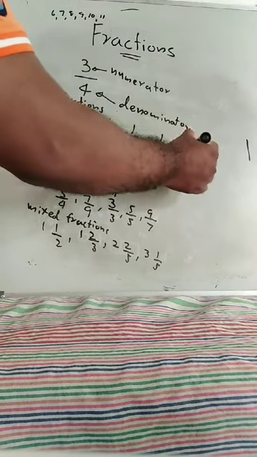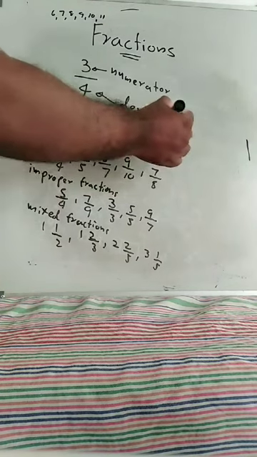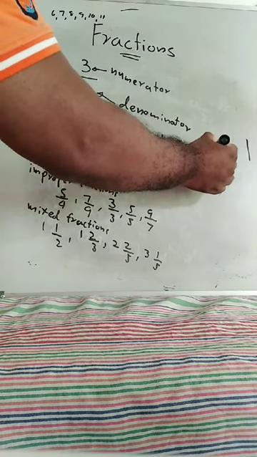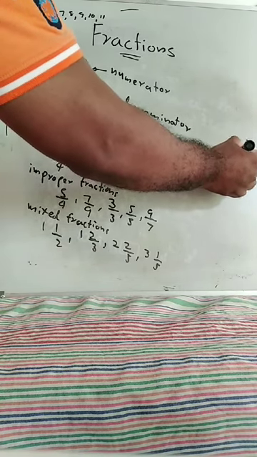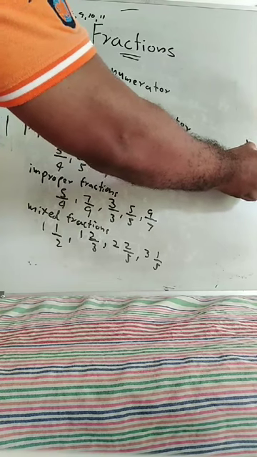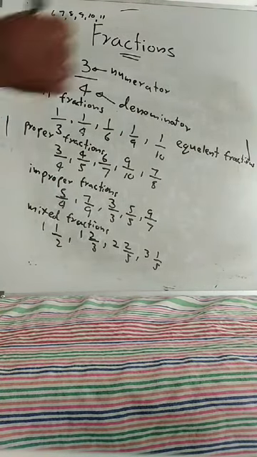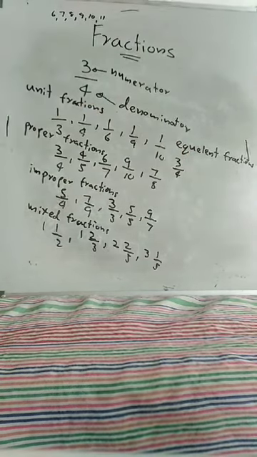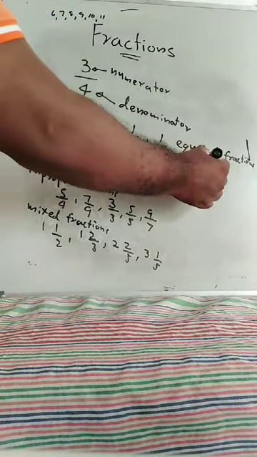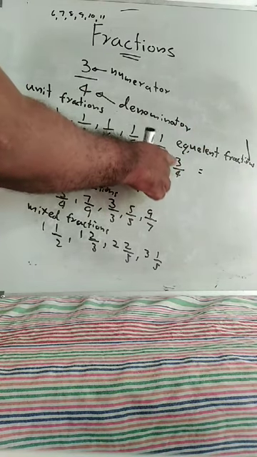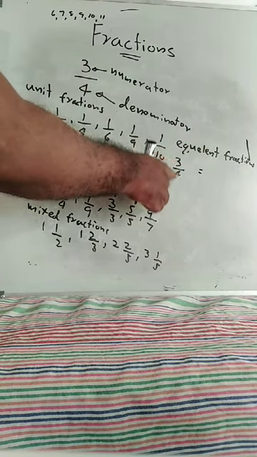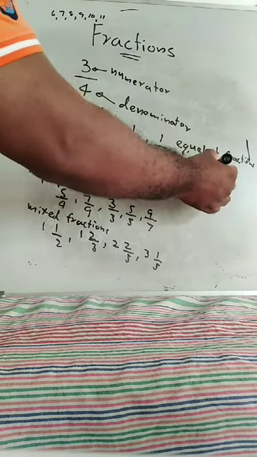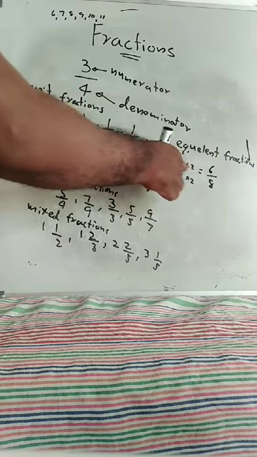Then here, equivalent fractions. I have to teach you another one. Equivalent fractions. Equivalent fractions means, take 3 upon 4. Two equivalent fractions to 3 upon 4. To make equivalent fractions, what do you do? Both numerator and denominator should be multiplied by the same number. If multiplied by 2, 3 into 2 is 6, 4 into 2 is 8. Now 6 upon 8 is an equivalent fraction.